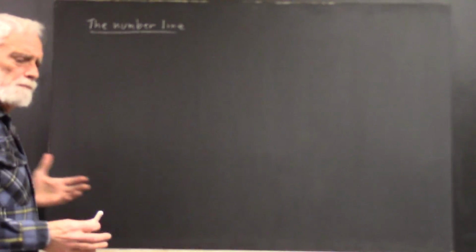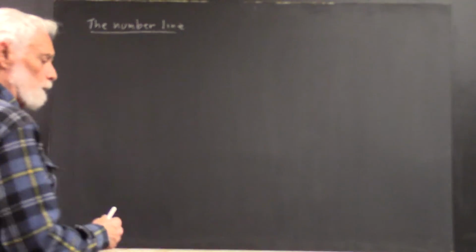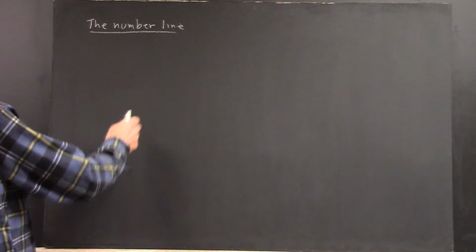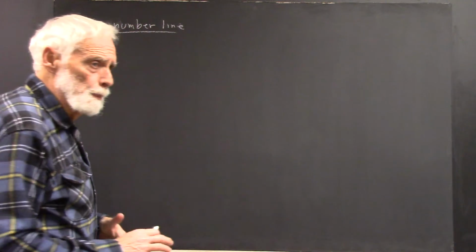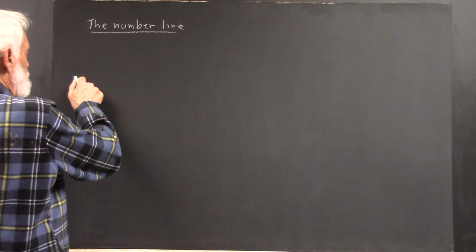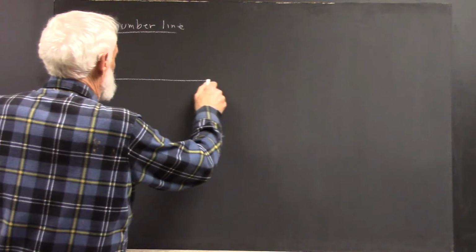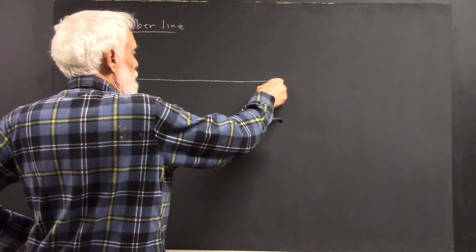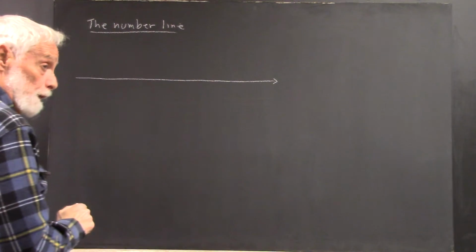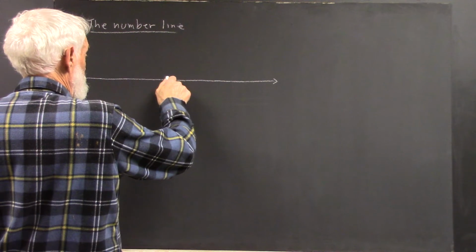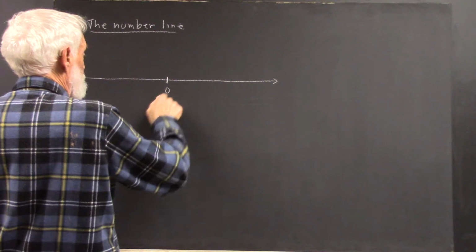Okay, the number line, something people learn in second or third grade and then never think of again because they get a calculator put in their hands. So we just start with a little straight line, make it as straight as I can. Okay, there's a line. We put an arrow on it to indicate a positive direction. And then we locate 0 on the line. I'm going to locate 0 somewhere in the middle.